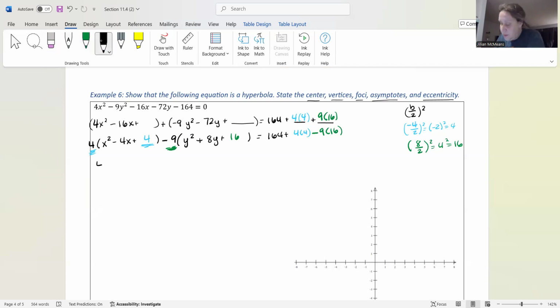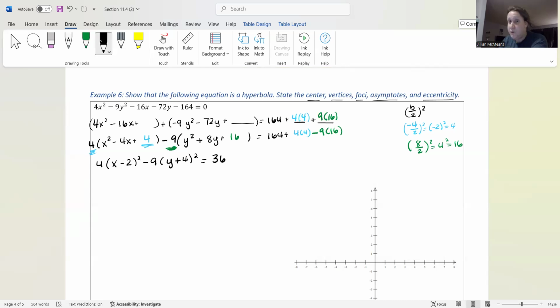For the x's, I've got my 4 on the outside, and then inside I just get x minus 2 quantity squared. For the y's, I've got my minus 9 on the outside. Inside, I'm going to get y plus 4 quantity squared. And then on the right, let me just double check. I think I know what it is, but let's double check it. So I've got 16 plus 4 times 4, minus 9 times 16. We get 36. That's what I thought it was.